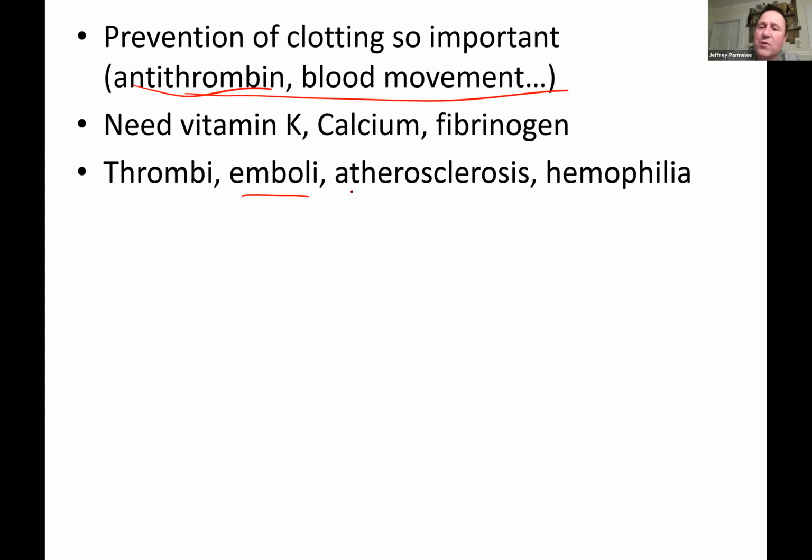There's atherosclerosis, which is hardening of the arteries, and hemophilia, mostly in males because it's on the X chromosome, and it's a whole suite of clotting disorders. So you bruise easily.